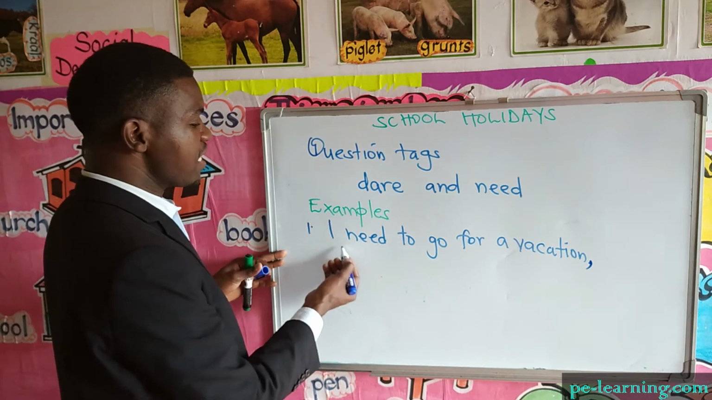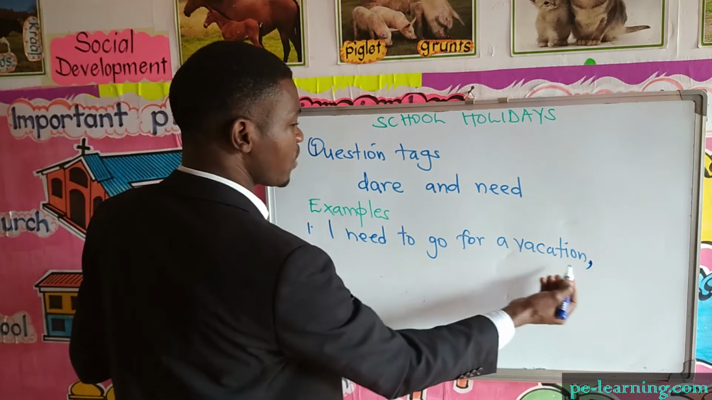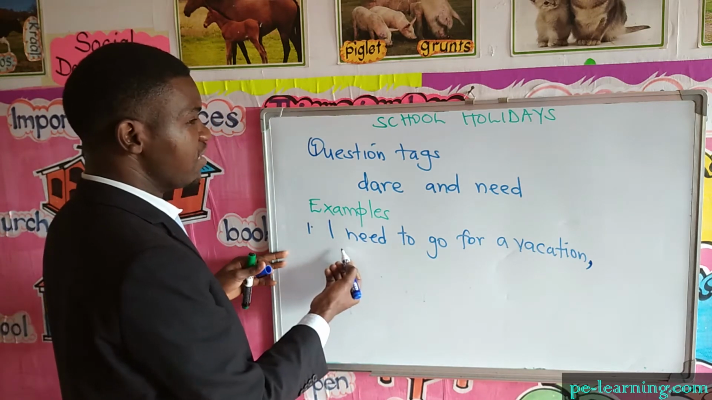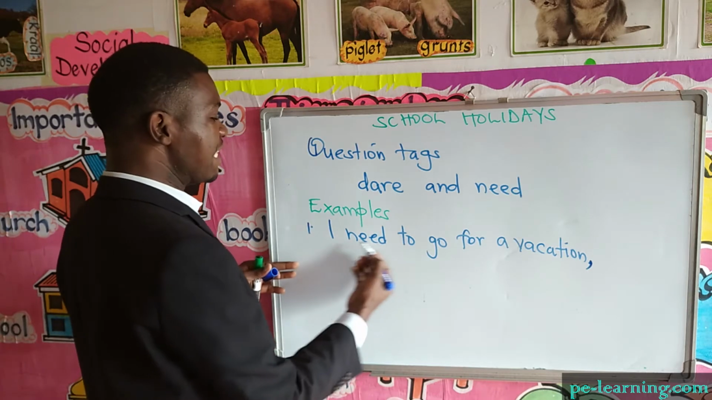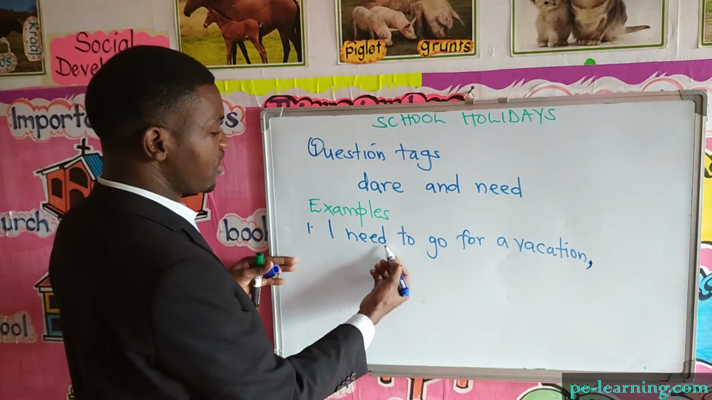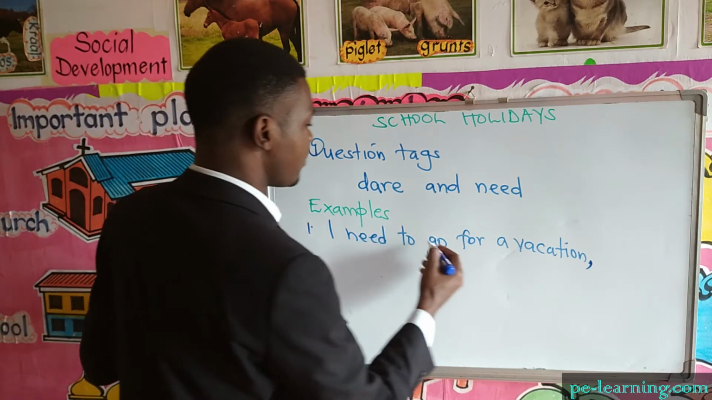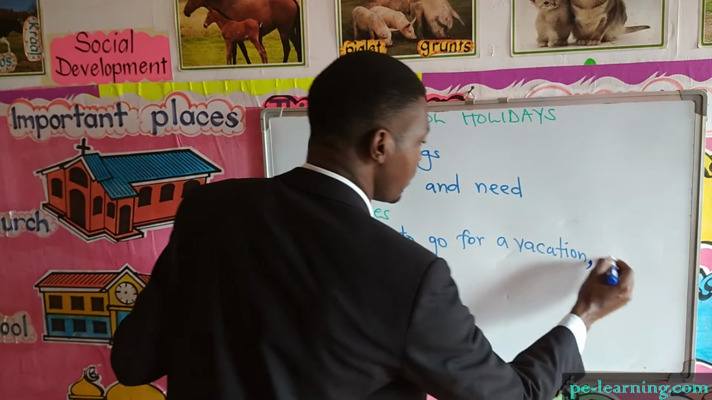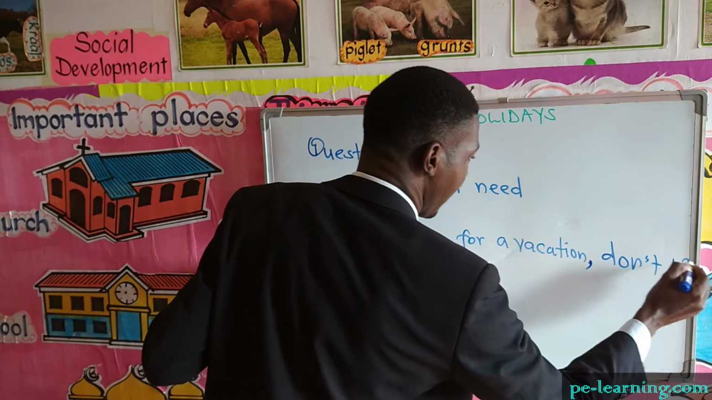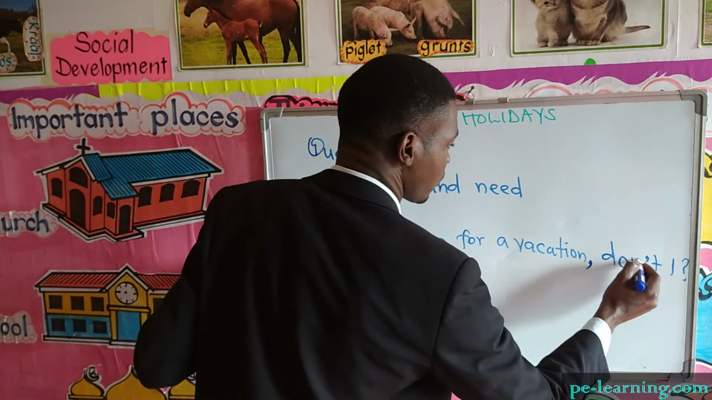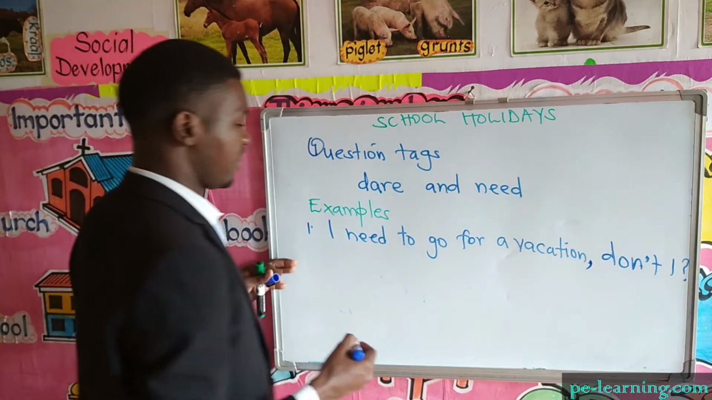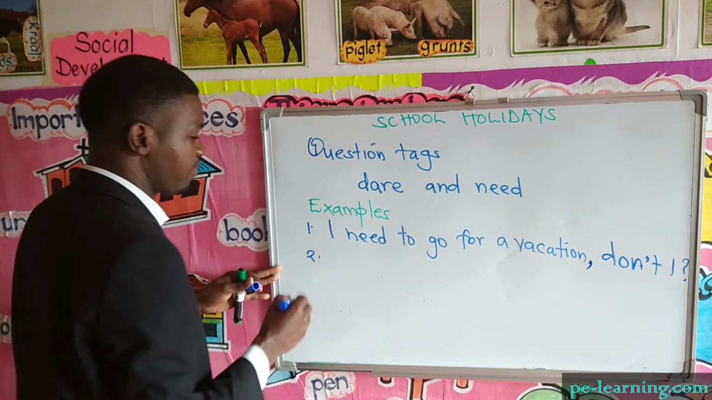Now, because we have need, which is I need to go, this is an affirmative sentence, and here's the word need. We don't say needn't I. I already said we use the do forms. So the do form for this, which is negative, will be: I need to go for vacation. The question tag will be don't I. That will be the question tag for this. I need to go for vacation, don't I?